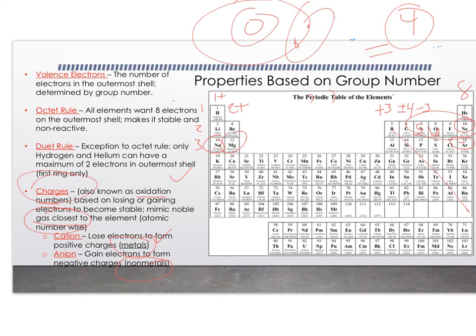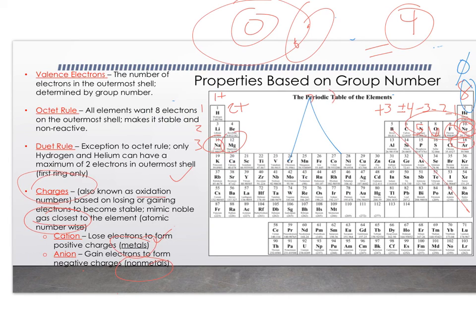Elements in group number 6, it's easier to gain 2 electrons to act like neon, so they're going to gain -2. And then fluorine is right next to neon, group 7, so it's easier to gain 1 electron, so it's going to form that -1 charge. And the easiest way to remember the charges of the group 8 elements, we go back to your noble gases. They already have 8. They don't want to gain or lose anything, so they're actually neutral.